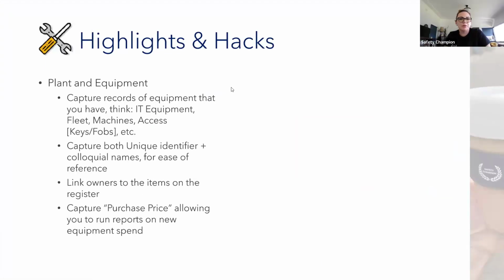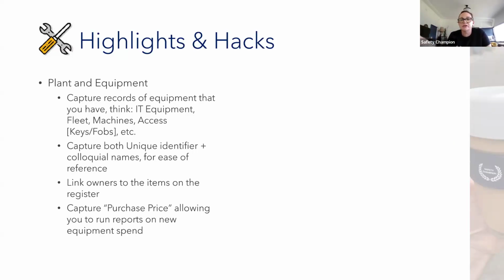All right. Plant and equipment. So this will allow you to capture records of your equipment, any sort of equipment or plant that you have within your organization. So it obviously could be fleet, could be your IT equipment, access equipment, anything that you can think of that needs to be sitting on a register. Even PPE and things like that can be managed through here. So you can capture a unique identifier or just the normal everyday colloquial names that you use for ease of reference.